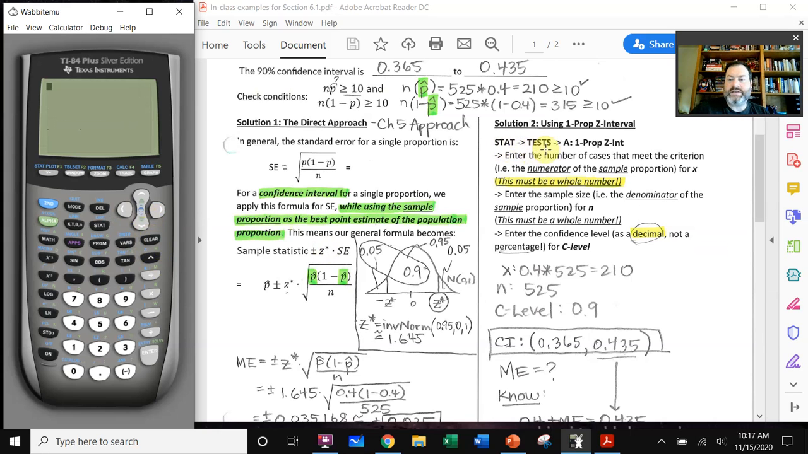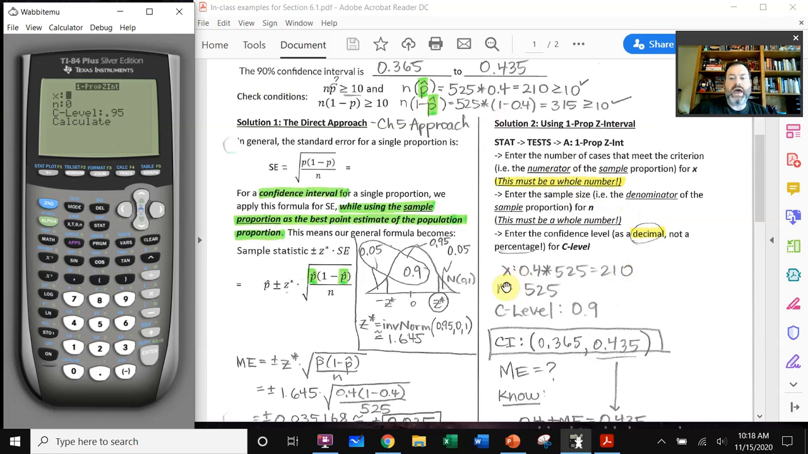So you go stat, tests, 1 prop Z interval. So we're going to do a 1 proportion Z, that's your test statistic, interval. So we go stat, tests, over here. And then down here, you'll see it. It's way down here. There it is. 1 proportion Z interval. Now, you have to type it in the right way.